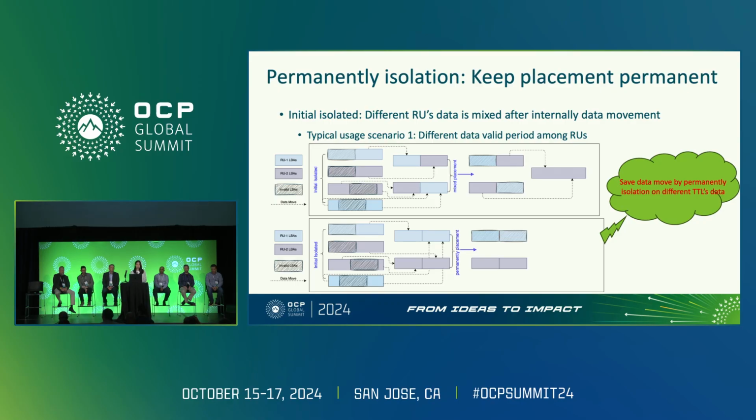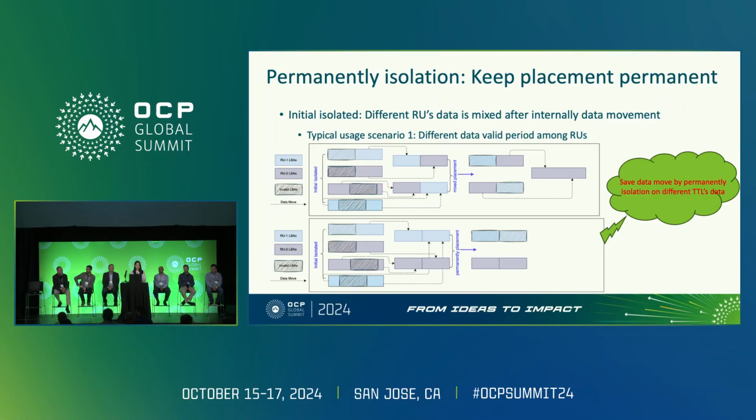If at this point all the data from group 1 is invalid, then with initial isolation, all its data is mixed up. So finally, we have to move the group data to release the write resource. However, for persistent isolation, the data will not be mixed up. That is to say, data from the same group will stay together after data movement.